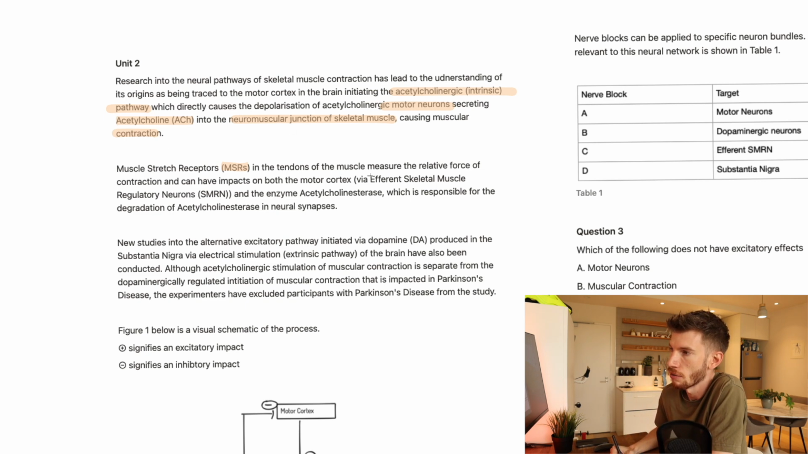Muscle stretch receptors, MSRs, in the tendons of the muscle measure the relative force of contraction and can have impacts on the motor cortex. Right, so we'll put in force of contraction as well, impacts on the motor cortex, and I am calling this one the efferent skeletal muscle regulatory neurons, and that was SMRN. And the enzyme acetylcholinesterase, we've got a new thing coming in, which is responsible for the degradation of, typo, that should say acetylcholine.